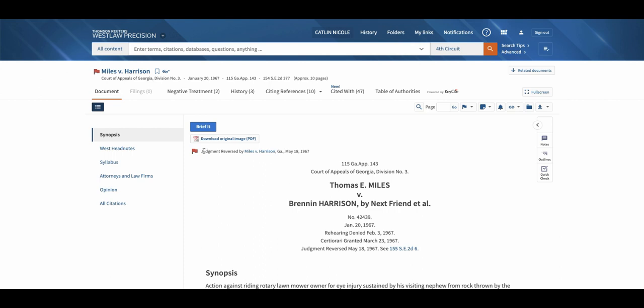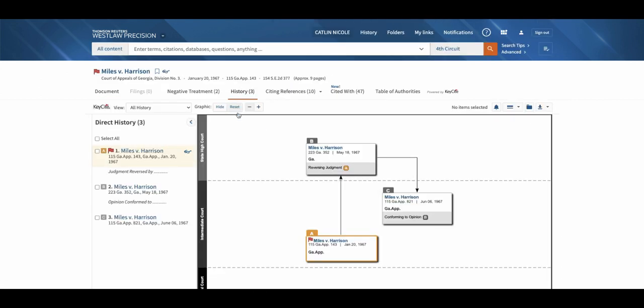Let's get a graphical view of this by going to the History tab. Our case is outlined in orange, and we see that it went to the Georgia Supreme Court where the judgment was reversed, and then remanded back down to the Georgia Appellate Court where they conformed their opinion to the ruling of the Supreme Court. So is our case still good law? Nope. We'd need to go look at the higher reversing decision or the appellate level remanded case. We would not want to cite to this case.